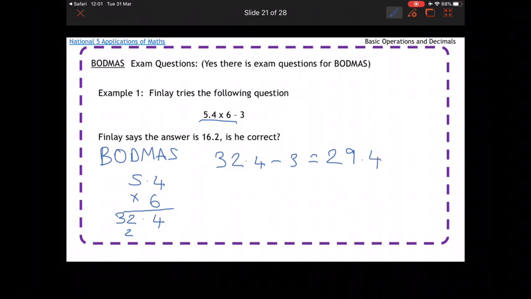Then the last thing you've got to do is communicate with the marker whether the person was correct or not, and if they weren't correct, what the answer should have been. So in this case, it says Philly's answer is 16.2. We've not got 16.2. We've got 29.4. So all you've got to do is write, no, he is not correct. You could also extend that by writing his answer should have been 29.4.